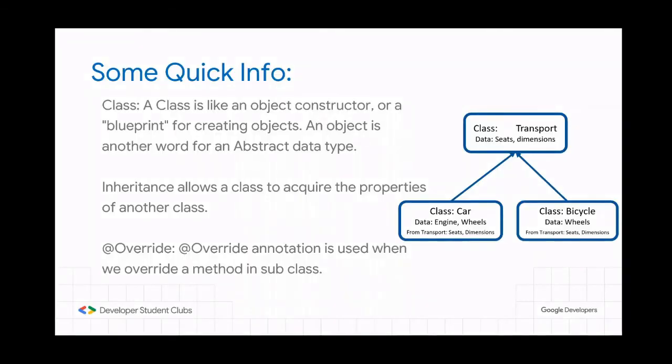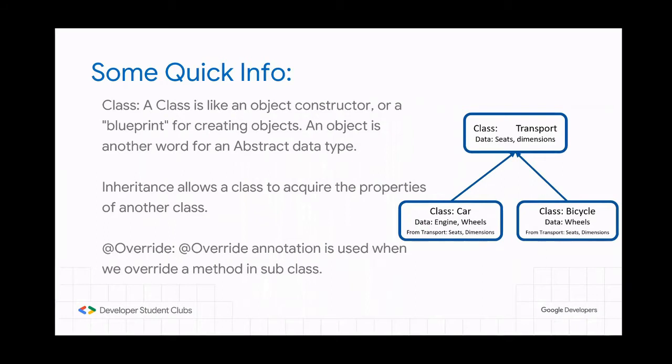Inheritance allows us to copy the properties and the methods from one class onto another class, as you can see in the flowchart to the right. The class transport is being inherited by the class car and the class bicycle. They each have the properties seats and dimensions from transport, whereas they have their own data such as engine and wheels, which are individual to each class.